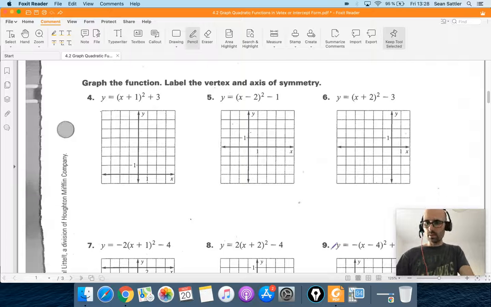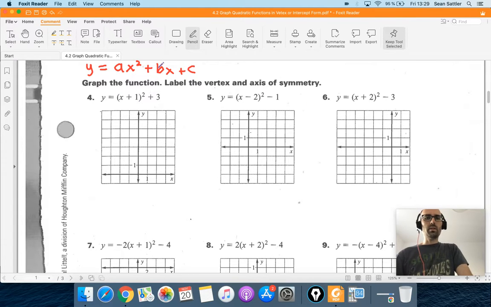So in this video, I'm going to go through section 4.2, which is on something called vertex form or intercept form. And so first I'm going to write down standard form, which is ax squared plus bx plus c. And you might notice this number 4. All of these are not in standard form. They're in something called vertex form, which looks like this instead.